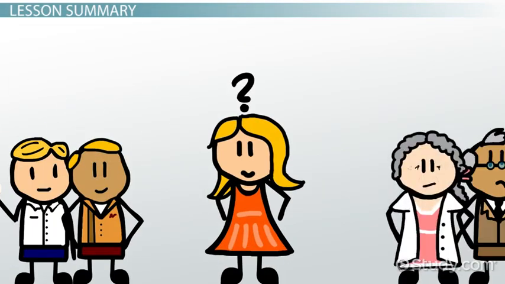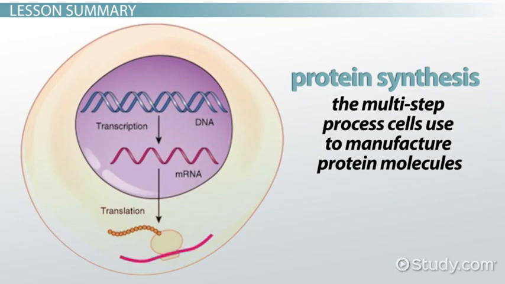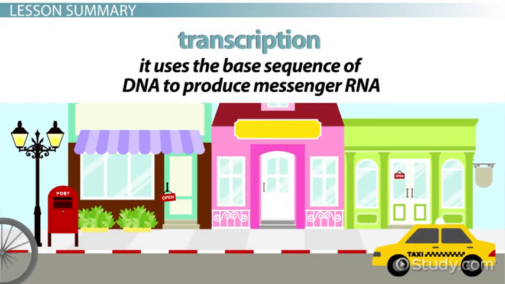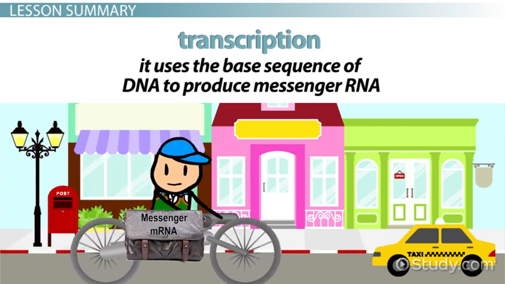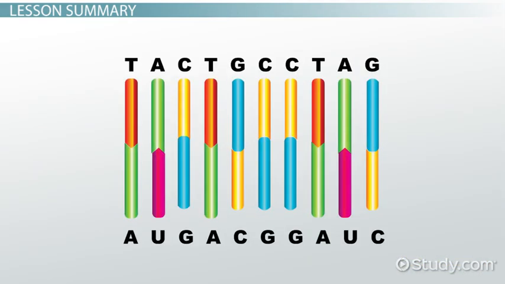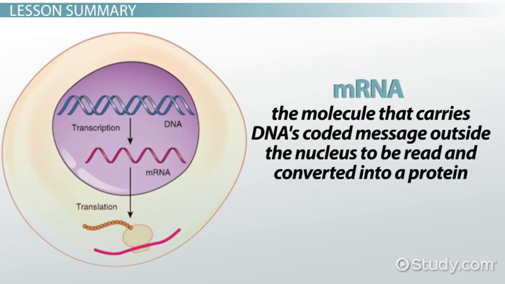You are unique because of your DNA, or the genetic material inside your cells. It's used during the process of protein synthesis, which is the multi-step process cells use to manufacture protein molecules. The first step of this process is called transcription, and it uses the base sequence of DNA to produce messenger RNA. Bases are the subunits of the DNA molecule. Messenger RNA, or mRNA for short, is the molecule that carries DNA's coded message outside the nucleus to be read and converted into a protein.